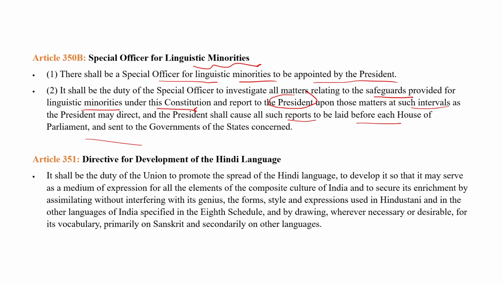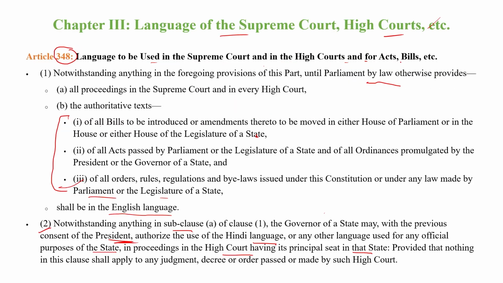And the last article is Article 351, which deals with the direction for development of the Hindi language. Article 351 says that the Union as well as the states will work for the development of the Hindi language. They make rules and regulations to develop the Hindi language as well as the other official languages mentioned in the 8th Schedule of the Indian Constitution. So this is Article 351, direction for development of the Hindi language. Clear? So this is the session.